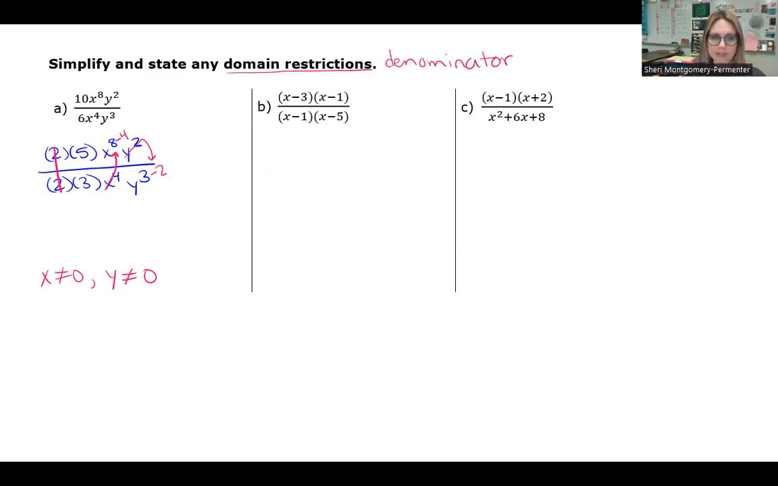So what do I get? I write down what I have left. On the top, I have a 5, and then I have an x, and it was 8 minus 4, so to the 4th power. On the bottom, I have a 3, and then y, and it's 3 minus 2, so it's just to the 1st power. That is it. And I have to also include my domain restrictions.